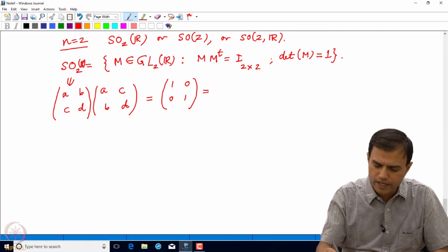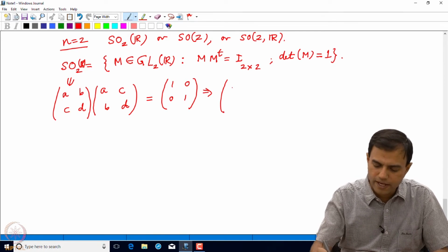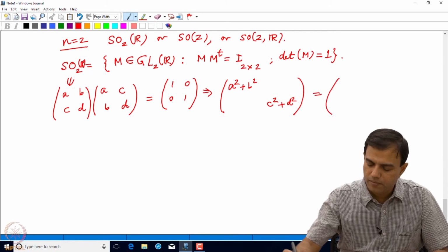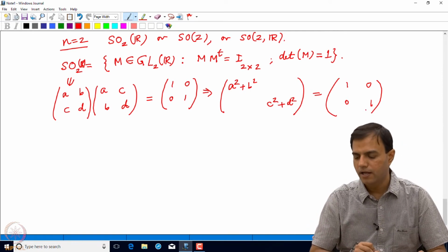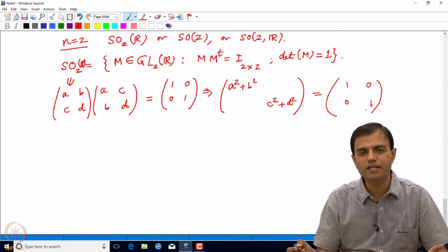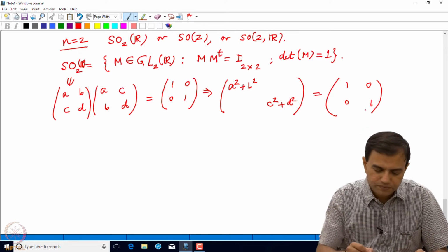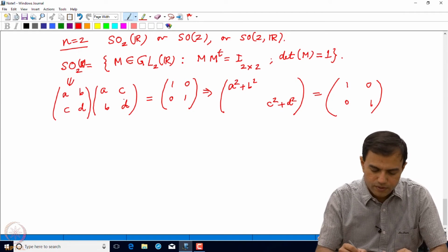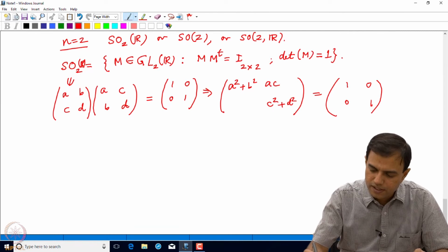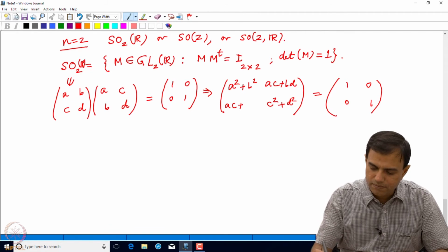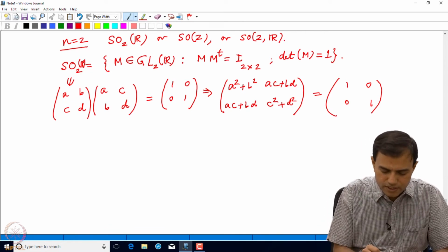So what conditions do I get from this? When I multiply, I get A square plus B square here, and here I get C square plus D square. Therefore, both A square plus B square as well as C square plus D square are 1. Cos square theta plus sin square theta. Maybe in those terms you try to understand, and that's how rotations come into the picture. What are the other entries? Here I get AC plus BD, which has to be 0, and again here I get AC plus BD.